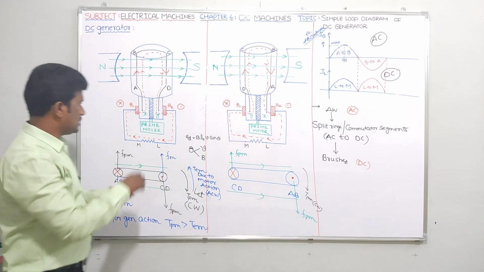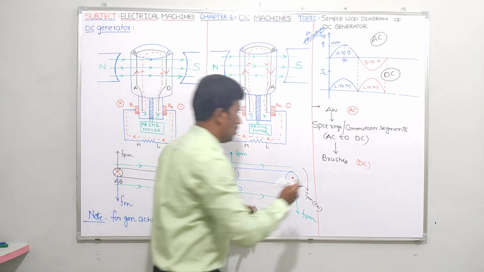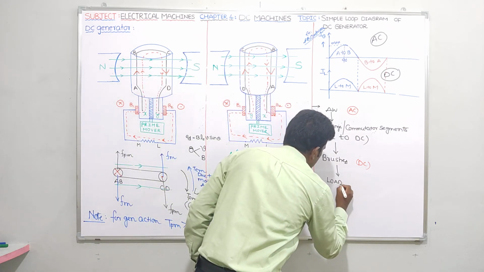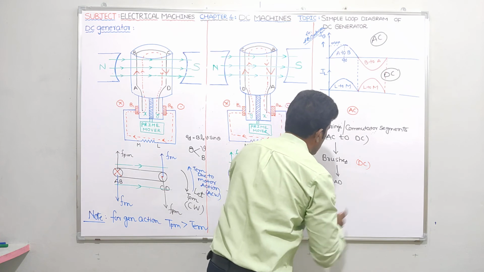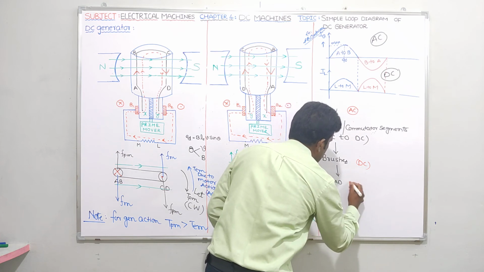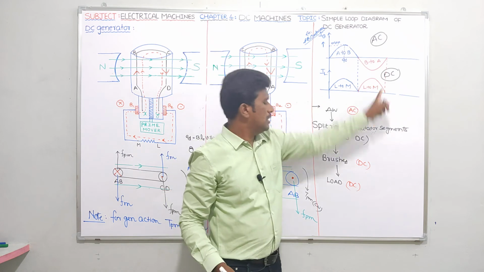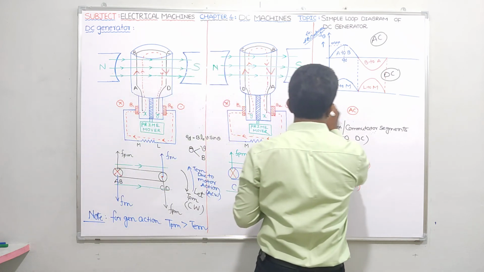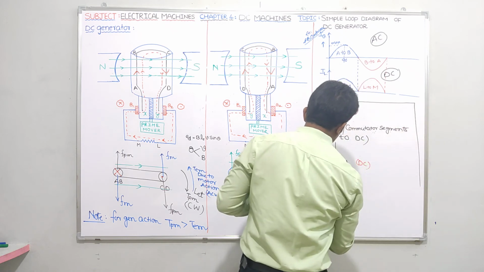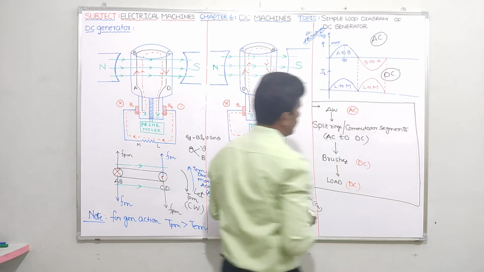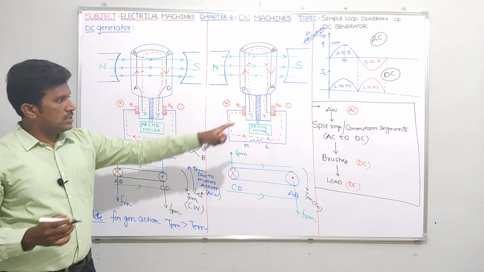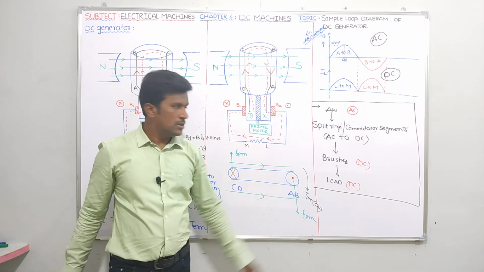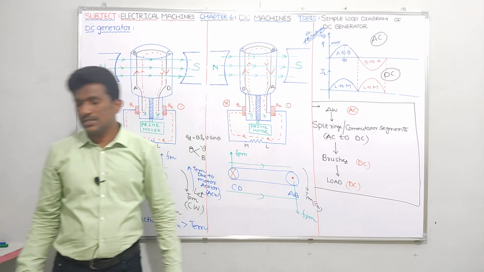Next, from brushes, supply will go to load. So tell me which type of supply you got at the load. Once again, DC. See, if you see this IL waveform, DC you are getting. Okay, so this sequence is very important. This flow is very important, so please try to understand. Now please note down this sequence and let me give one more point. After writing this, please note down the next point as a note. Okay.